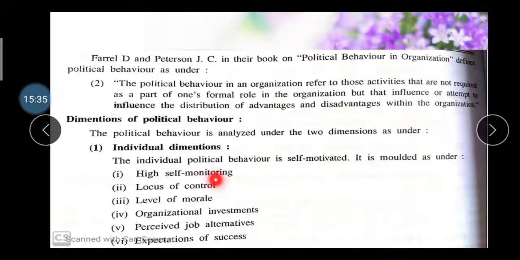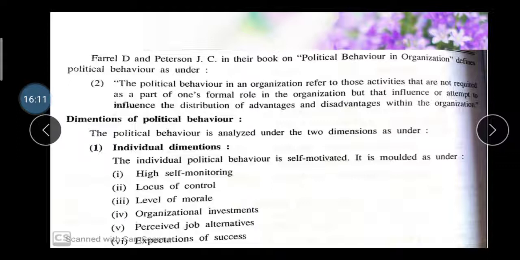Then second one is locus of control. In the last video lecture session, you learned the meaning of locus of control. Whenever a number of people are working in the organization, at that time the manager has to use this type of skill, to do this type of control, so they can do their work on time and achieve their targets. Then level of morale. If the morale level is higher, then they achieve their targets. So morale value is very high in the organization.